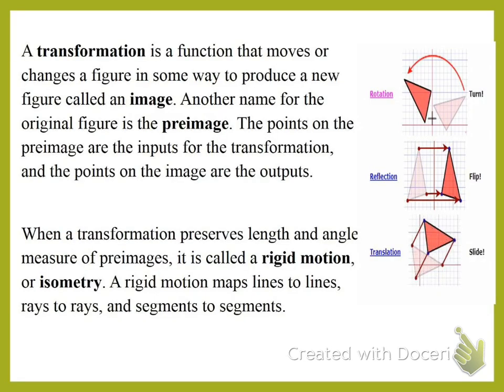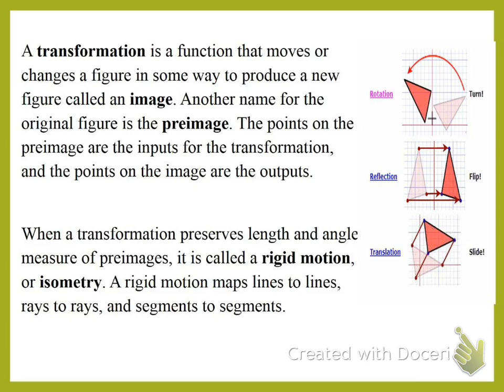So now we're going to talk a little bit about transformations. So what is a transformation? It's a function that moves or changes a figure in some way to produce a new figure called an image. So this chapter, chapter 4, is all about transformations, and we're going to look at specifically 4 different transformations. So you can see these images on the right here.